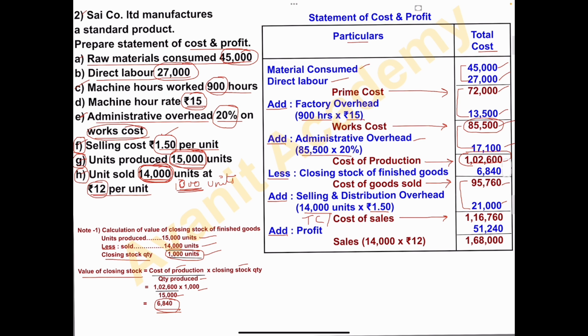Rupees 12. So we have to calculate the total sales of these 14,000 units and that will be the sales amount. So right here, sales. So the number of units sold is 14,000.